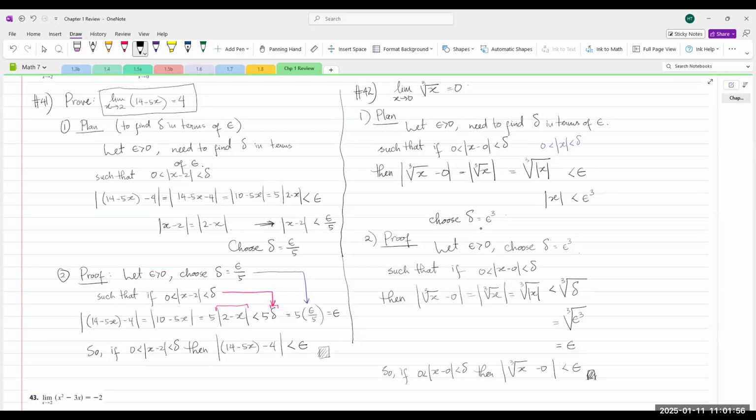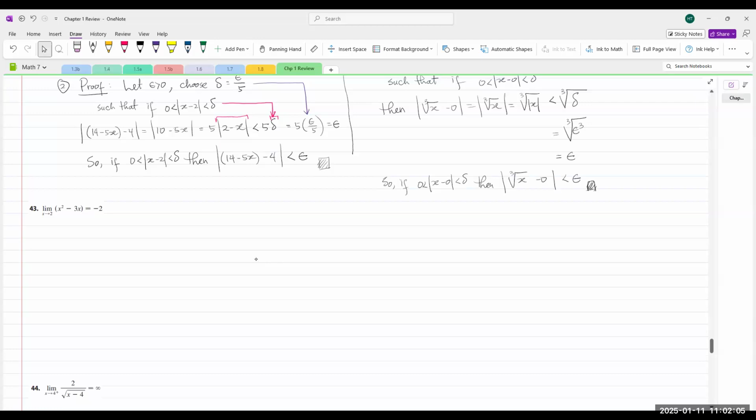Okay, I think numbers 41 and 42 are actually on the easier side. Number 43, as you will see very soon, is on the complicated side. But I went over this in section 1.7 though. So let's go over the plan part.